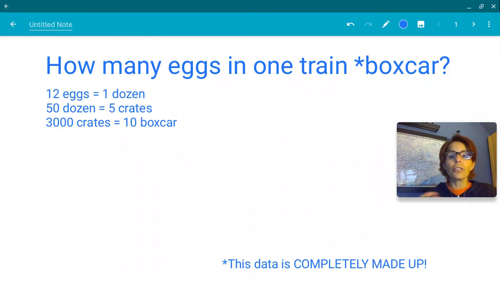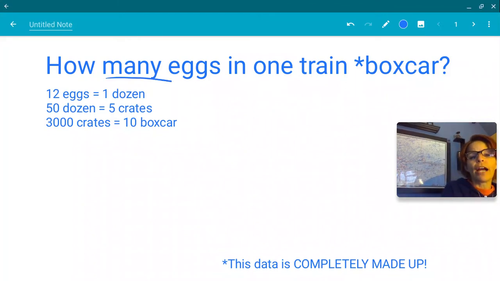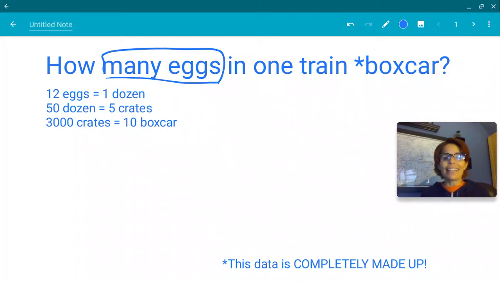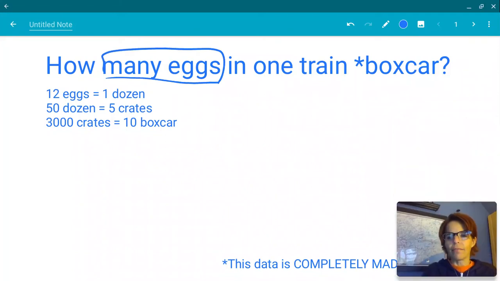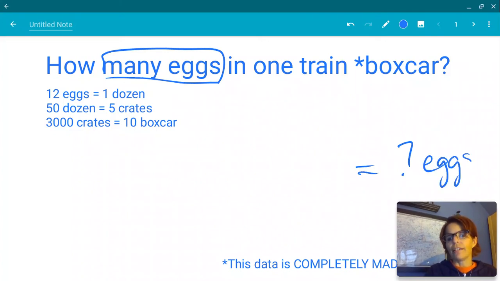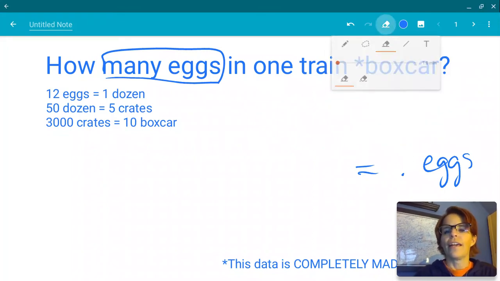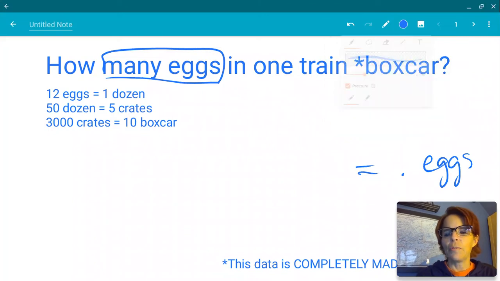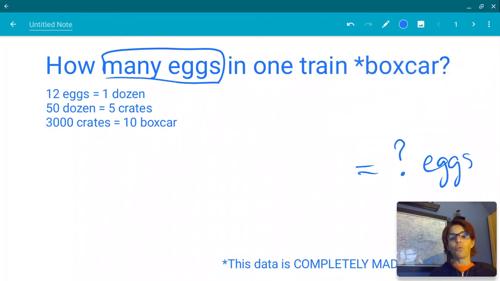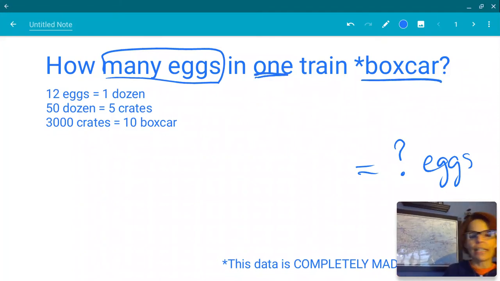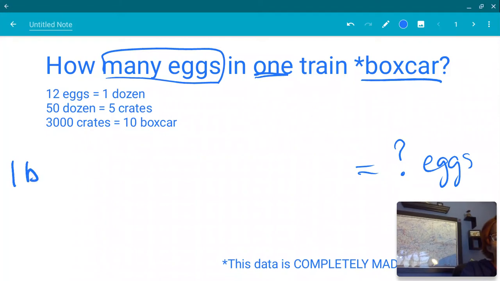Okay, so let's take a look at what they're asking for. They're asking for how many eggs, so that's going to be at the end of our equation. What we don't know is eggs. That's what we're trying to figure out. That's supposed to be a question mark, everybody. Let me write a little bit neater. Okay, so the question is how many eggs do we have? We're going to start with one boxcar, and I'm going to write that over here.